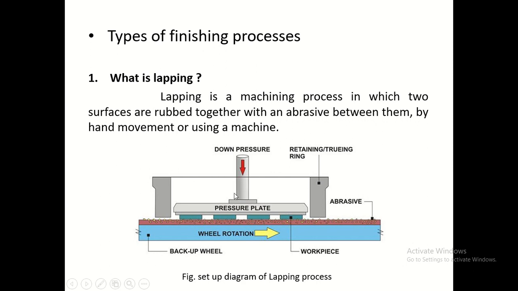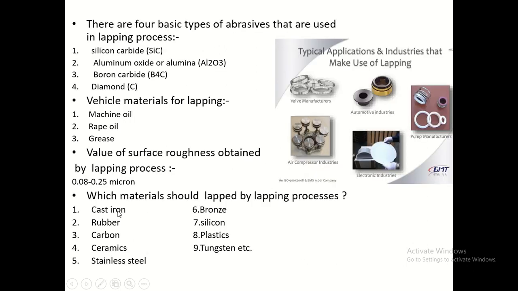It is a precision operation. For what materials is the lapping process suitable? Cast iron, rubber, carbon, ceramic, stainless steel, bronze, silicon, plastic, tungsten. These materials get lapped by the lapping process.